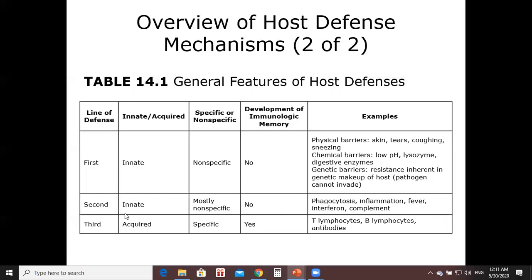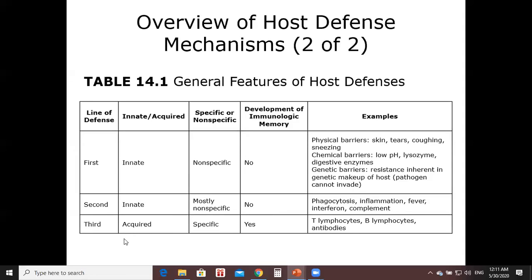The second line of defense is innate as well. It's not acquired. It's mostly non-specific, and so it does not develop a memory. These are things like phagocytosis. There are certain cells that are just in our body, white blood cells, that will engulf foreign particles, things that shouldn't be there. Inflammation, fever, interferon, complement.